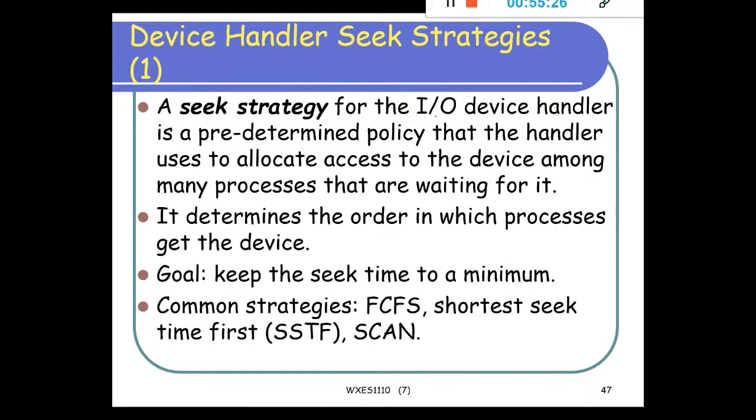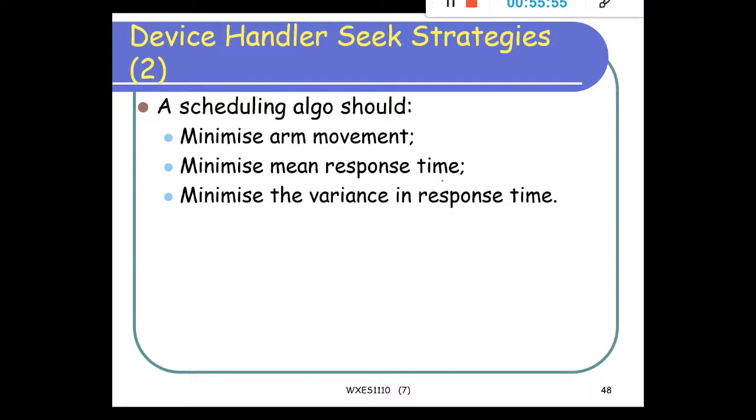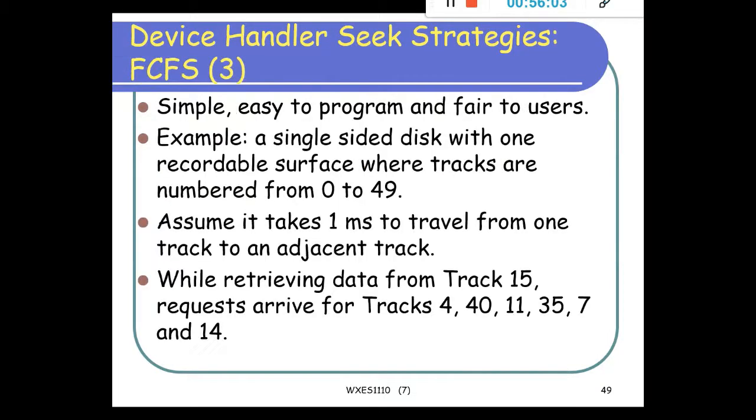So a seek strategy for the input-output device handler is a predetermined policy that the handler uses to allocate access to the device among many processes that are waiting for it. It determines the order in which processes get the device. So the seek strategy's goal is to keep the seek time to a minimum. Remember, seek is between the tracks. Common strategies are first come first serve, shortest seek time first, and scan. A scheduling algorithm should minimize arm movement, minimize mean response time, and minimize the variance in response time.